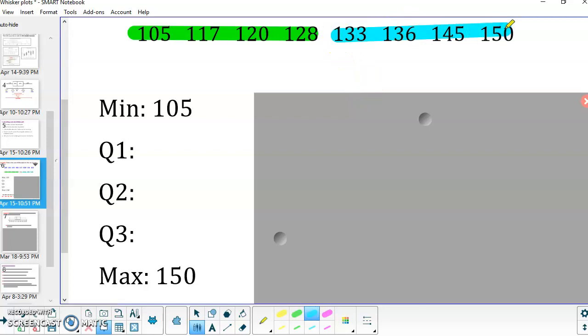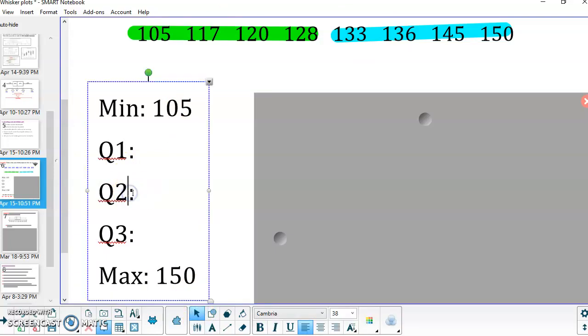So Q2, I'm going to have my lower quartile and my upper quartile. Whereas in my first example, I had one physical number that was my median, I'm going to have to calculate my median here by taking 128 and 133 and figuring out the average between those two numbers. So I'm going to do 128 plus 133 divide by 2. I'm going to get 130.5. So that is my Q2, is 130.5.